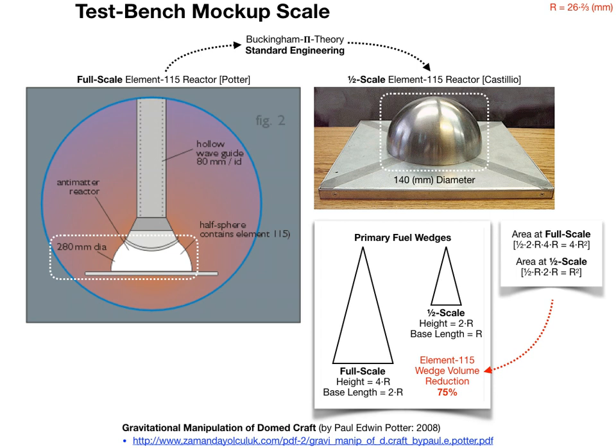To understand why he would have chosen a 1/2 scale is easy. It only requires 1/4 as much element 115 material. That is, when we approximate the shape of the primary fuel wedge to a triangular prism. Given the priceless nature of element 115 material, building a 1/2 scale mock-up is easily understood. Therefore, the element 115 reactor Bob Lazar played with was a 1/2 scale mock-up.